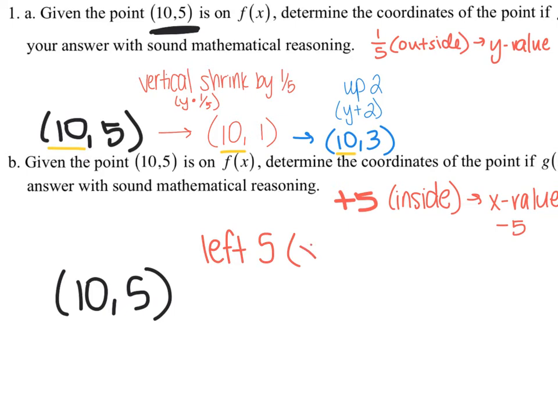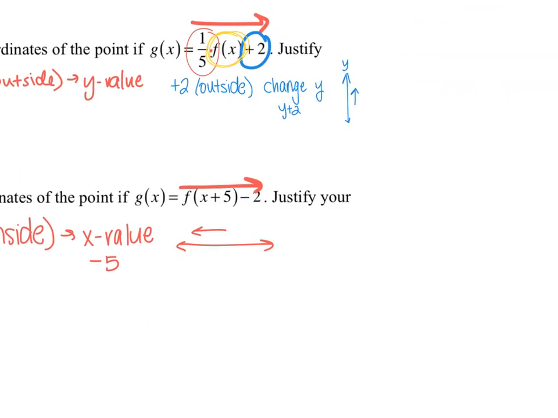And then what am I doing? I'm going to take x minus 5. So 10 minus 5 is 5, and my y value stays what it was. Then the next number I see is a minus 2, which is outside. So it's going to change the y.